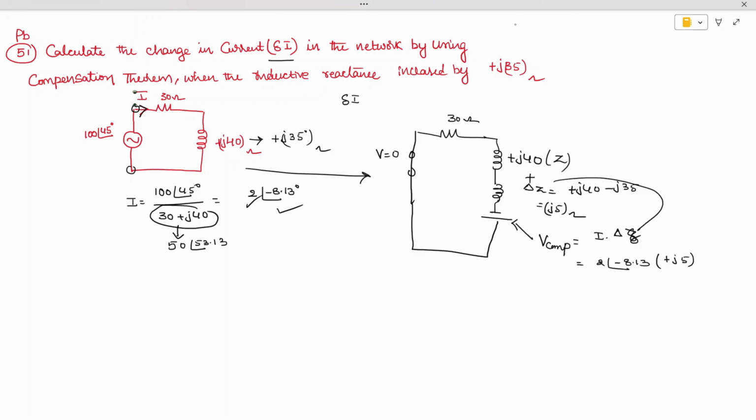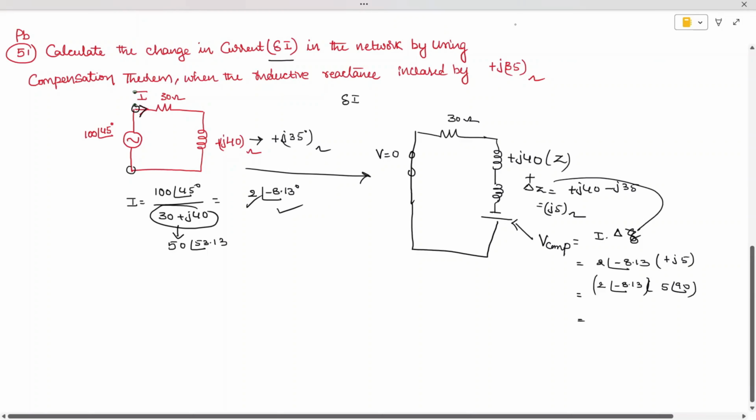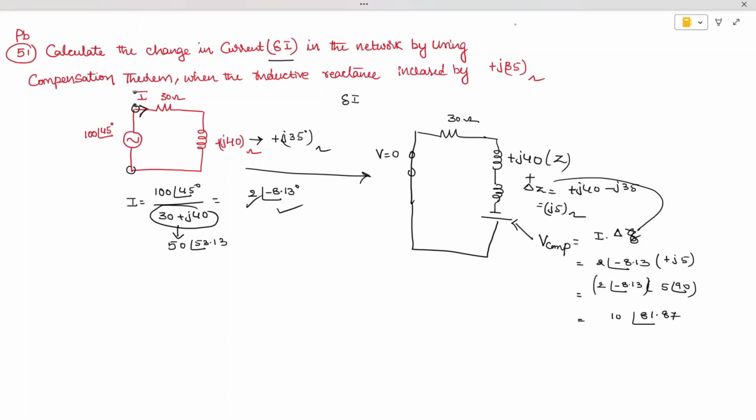When you do it, you are going to get 2 at an angle of minus 8.13, and J5 I can write as 5 at an angle of 90. Just do the product now. When you do the product, you get 5 twos are 10 at an angle of 81.87. So this is the compensating voltage.